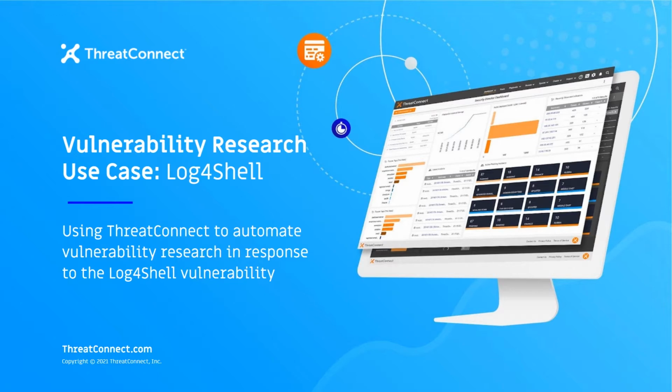I will be using the recent Apache Log4J vulnerability CVE-2021-44228, otherwise known as Log4Shell, to demonstrate how an analyst can save time and resources, going from researching a vulnerability, pulling in relevant data, and then producing a report that can be provided to your stakeholders, all within ThreatConnect.